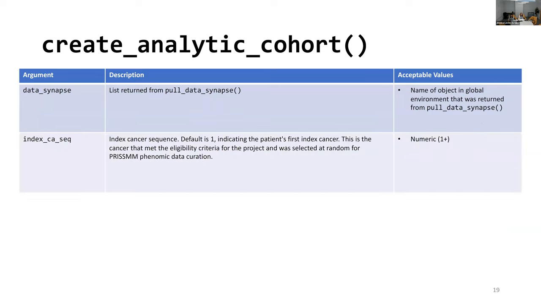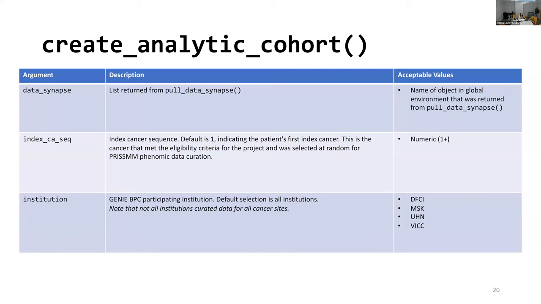Next is an argument indicating the index cancer sequence. In GENIE-BPC, the term index cancer or project cancer refers to the cancer that has associated genomic sequencing. We're not going to touch on this too much today. This defaults to picking the patient's first cancer that had genomic sequencing, and that's what we'll leave it at. There are multiple institutions that contribute data to GENIE-BPC. By default, create analytic cohort does not subset by institution, but if you wanted to, you could provide the institution input parameter to look at cases from a particular institution.